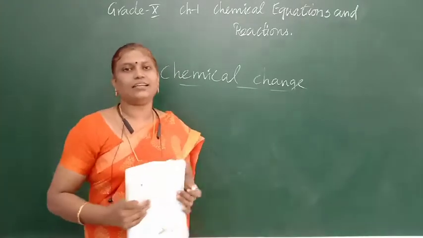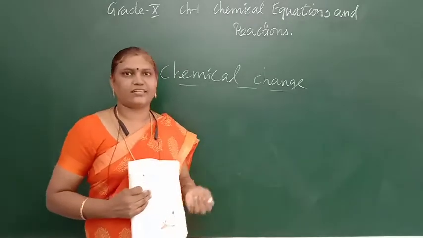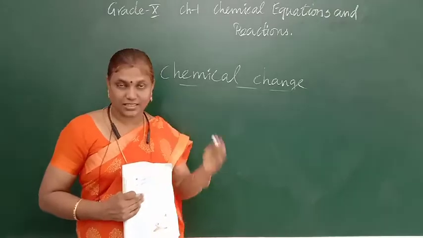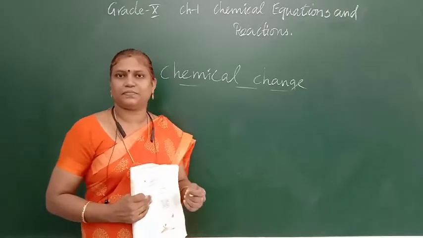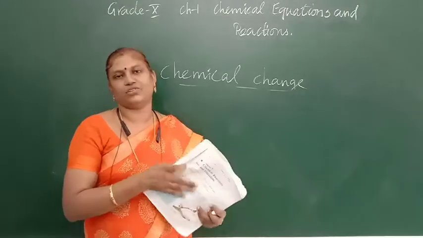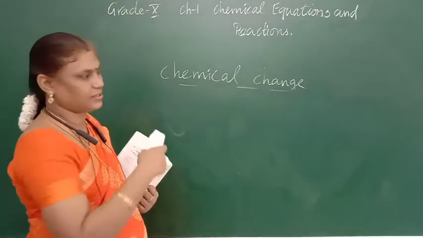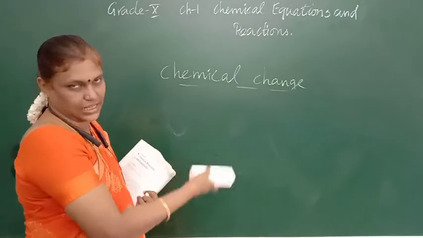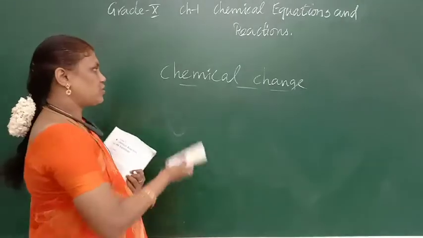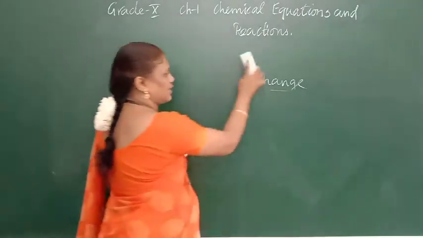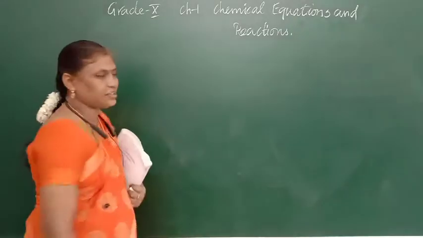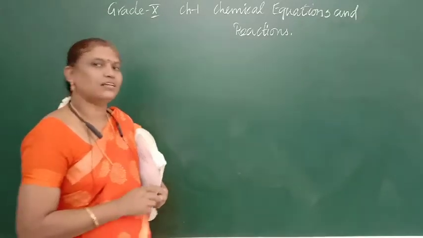We have seen that there is a change in state, change in color, change in temperature, formation of precipitate, and evolution of gas. These are the things that, when observed, show that a chemical change has occurred. So this was the identification of a chemical reaction.